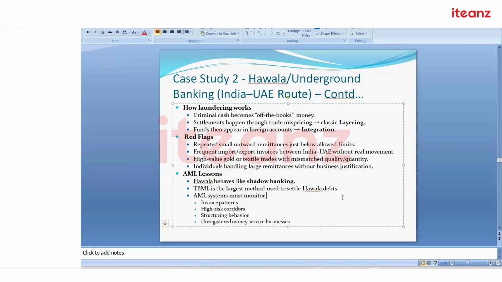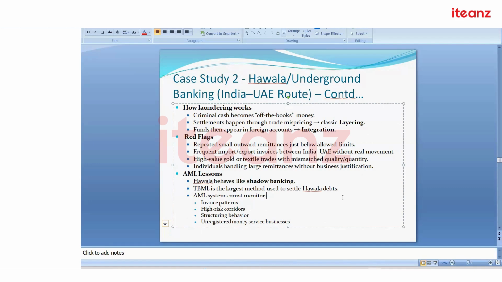Now you got a clear picture, right? Hawala. I think it's good to close for now, and we'll speak of terror financing next class.